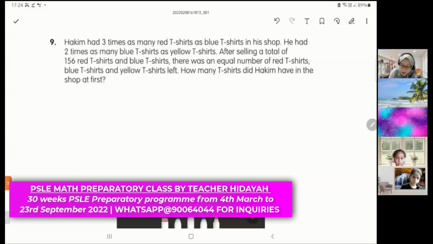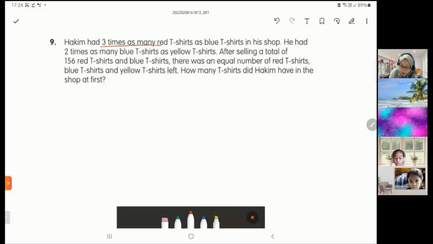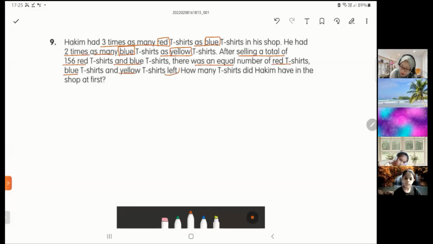Hakim had 3 times as many red t-shirts as blue t-shirts in his shop. He had 2 times as many blue t-shirts as yellow t-shirts. After selling a total of 156 red and blue t-shirts, there was an equal number of red, blue, and yellow t-shirts left. How many t-shirts did Hakim have in the shop at first?